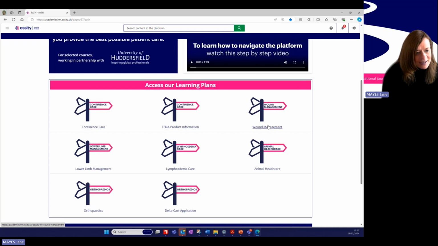We also cover lower limbs, so anybody who's challenged by patients with underlying limb conditions, for example swelling or venous leg ulcers, we've lots of content on the platform around that. We've also got orthopedics, lymphedema, and continence, and I can't forget our animal healthcare little signpost path there.